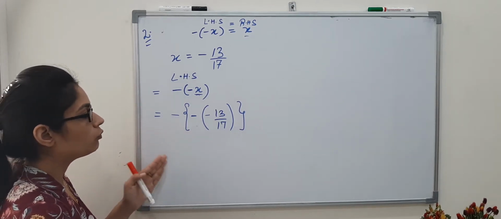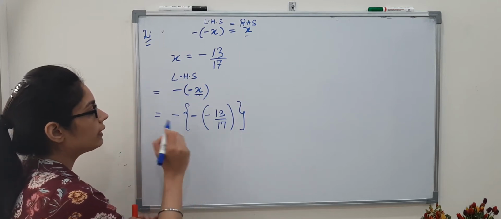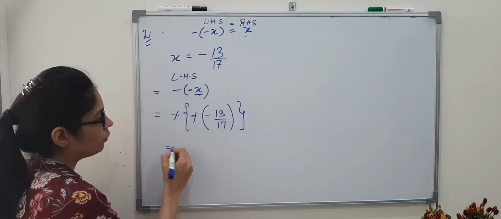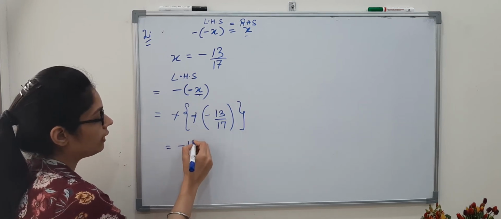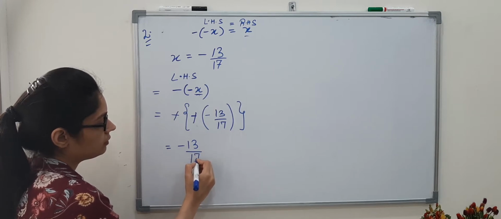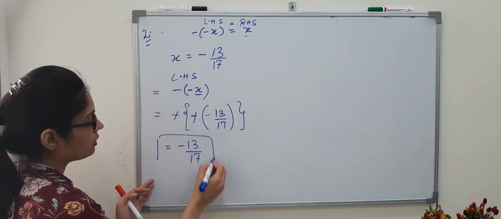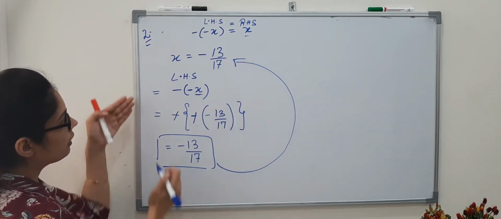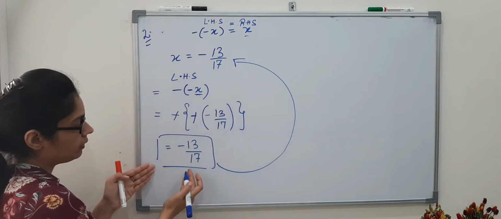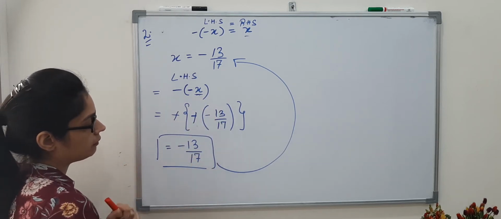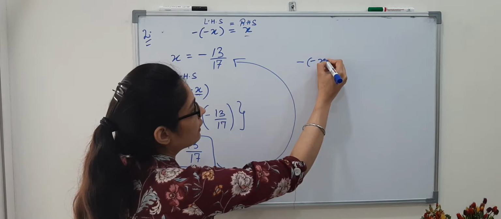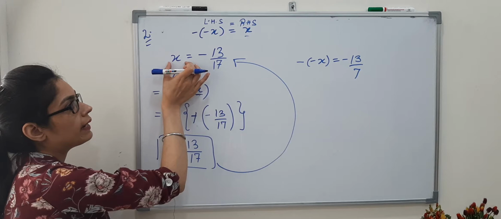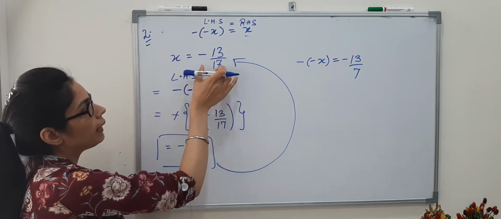Now I told you, whenever you have an even number, meaning 2, 4, 6, 8, all the multiples of 2, of minus signs, those will get cancelled. Two minus signs will get cancelled. Still I am left with only one minus sign. So I will write minus 13 by 17, which is equal to my x. See, minus of minus x, I got minus 13 by 17. I can see my x is equal to minus 13 by 17.